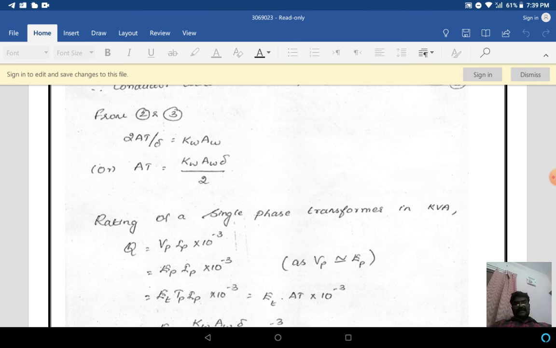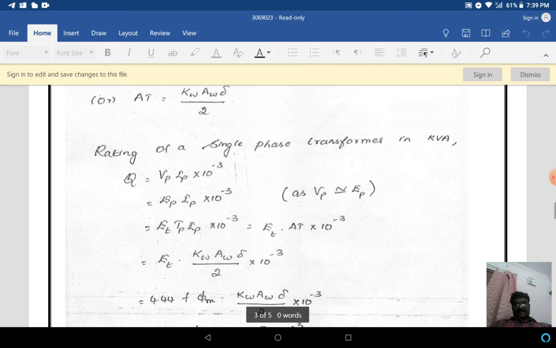Rating of a single phase transformer in kVA. Normally transformers are rated in kVA, Q is equal to VI. Here instead of VI, we use VP IP, primary voltage and primary current, into 10 to the power of -3, which is the rating of the single phase transformer in kVA. Instead of VP, we can write EP, because VP is the primary voltage and EP is the induced voltage in the primary. Both voltages are more or less equal, so VP is almost equal to EP. So we can write EP IP into 10 to the power of -3. Instead of EP, we can write ET into TP.